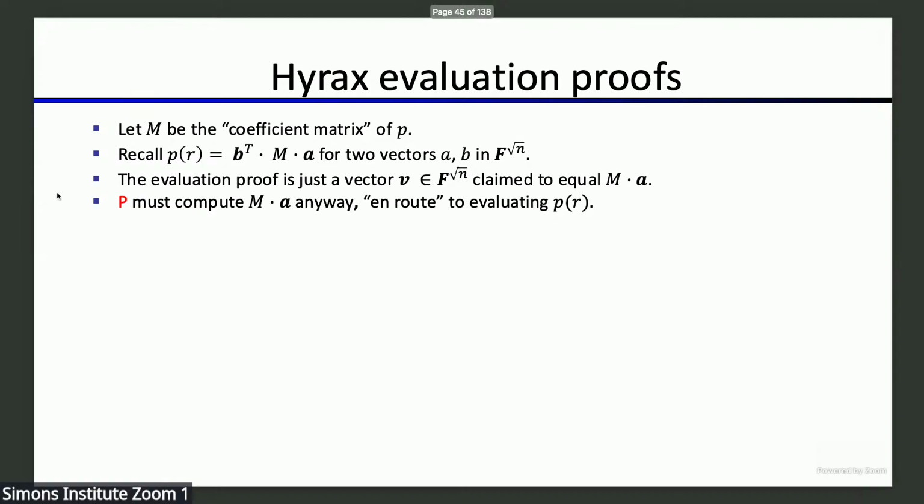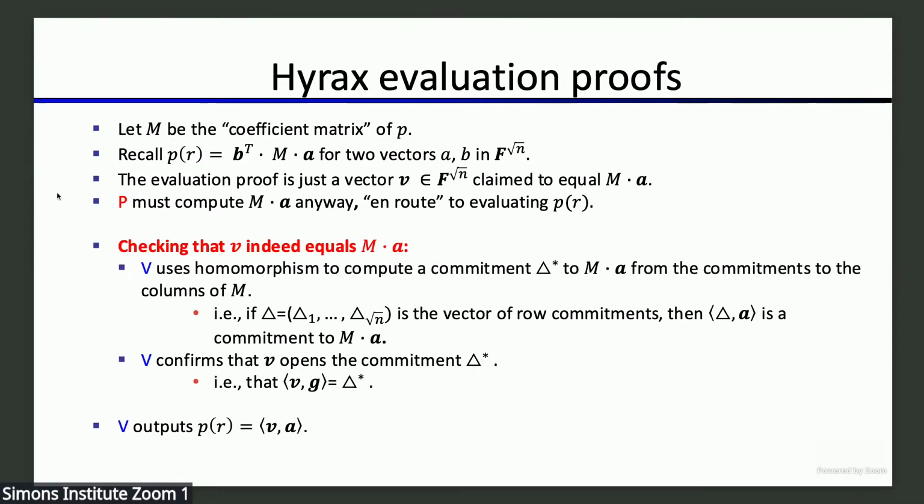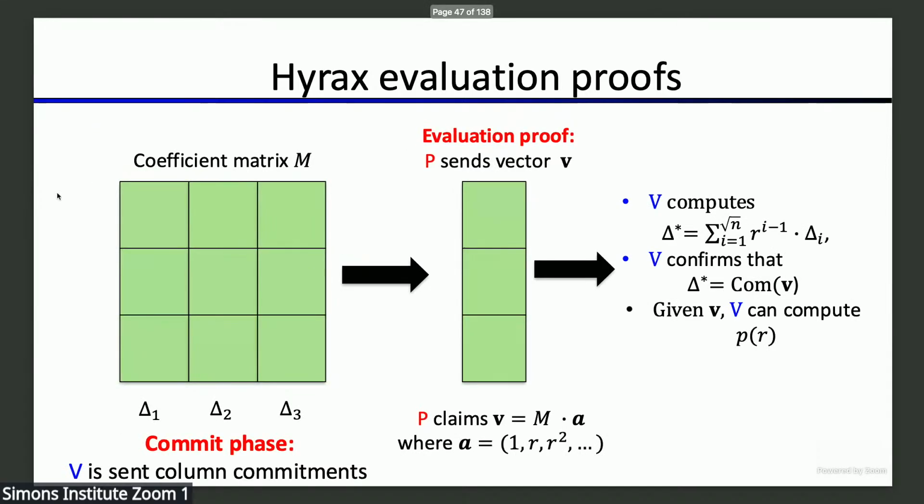So how does the verifier get the commitment to m times a? Well, it's just homomorphism. The prover has sent a commitment to each column. Now, if I multiply the matrix by a, that's just like an inner product of the columns with a, and it's just homomorphism. You can get a commitment to a sum by taking a sum of the commitments. That's it. So that's Hyrax. That's the evaluation proof.